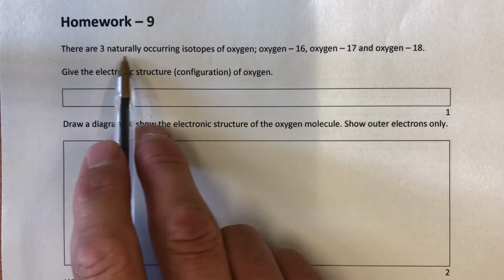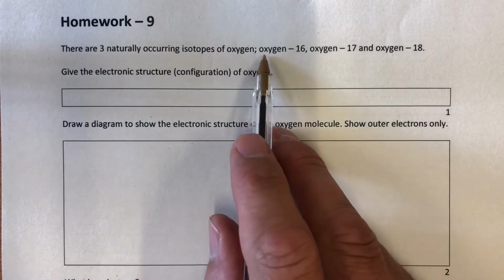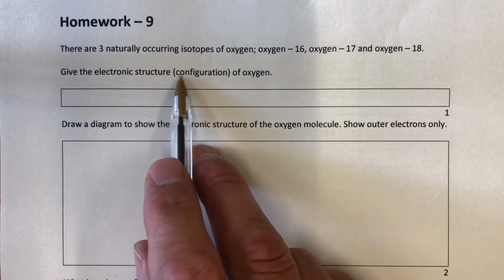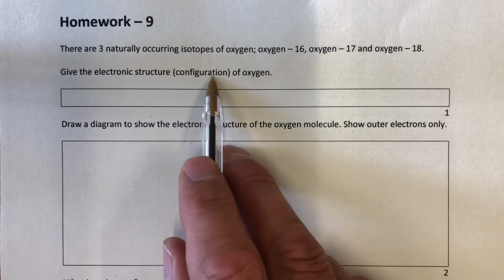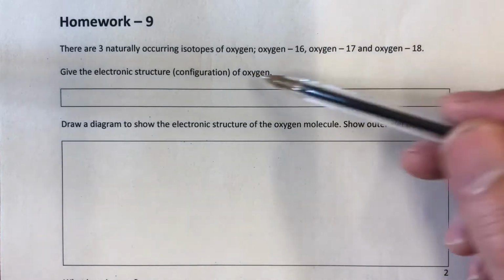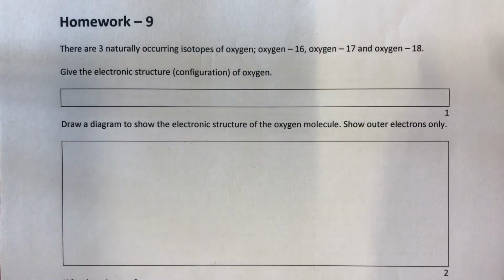It starts off, there are 3 naturally occurring isotopes of oxygen. Oxygen 16, 17 and 18. Give the electronic configuration of oxygen. Okay, so this question is designed to confuse you, of course.